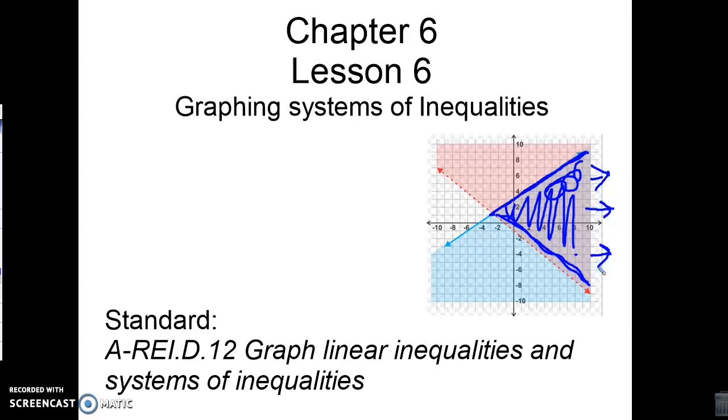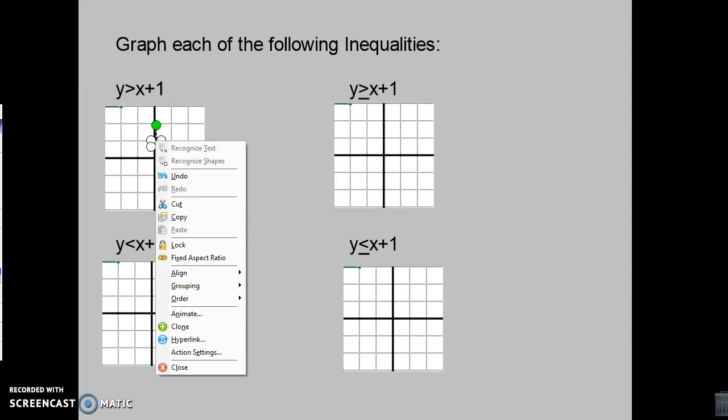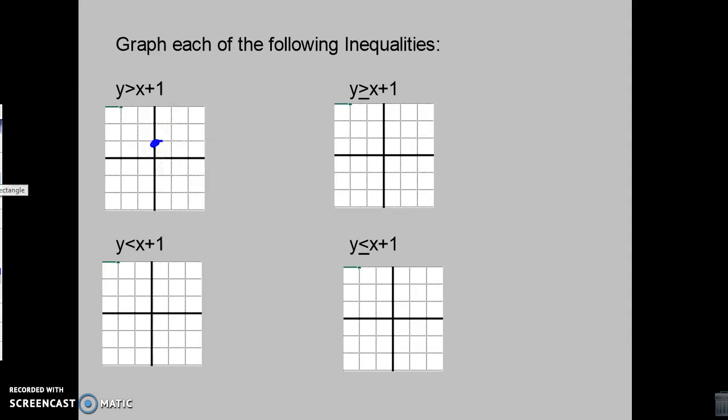The standard that we're going to be looking at is graphing linear inequalities and systems of inequalities. So a couple things that I want to make sure that we remember when we're graphing inequalities. y is greater than x plus 1. So this means that we have a y-intercept at 1. This also means that we have a dotted line because it doesn't say or equal to. And it also shows that we have a slope of positive 1.